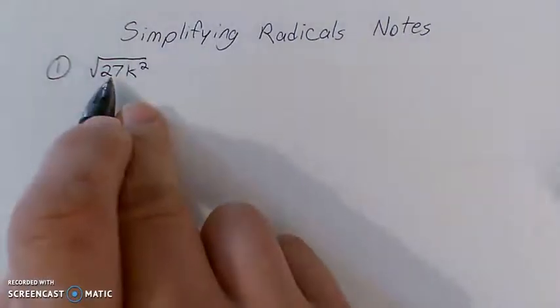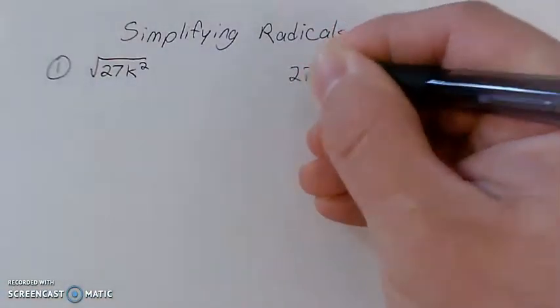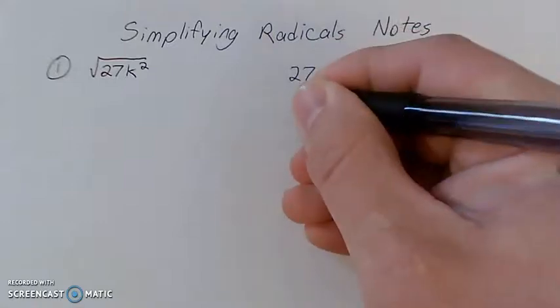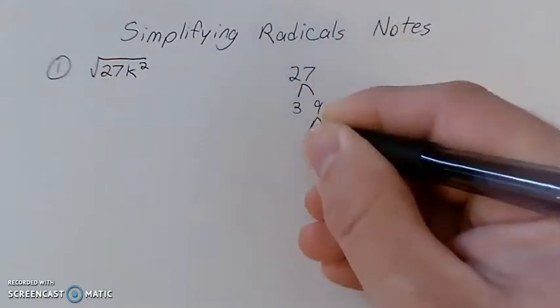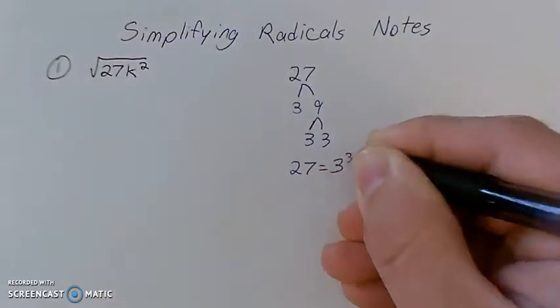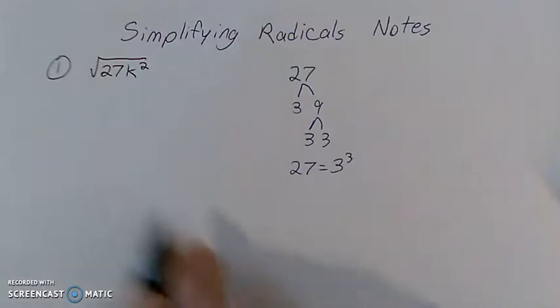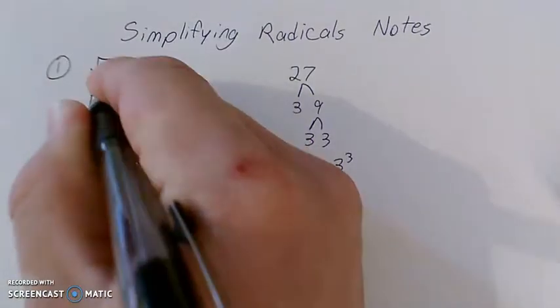First thing I like to do is take the coefficient of 27 and make a prime factor tree out of it. 27 would be rewritten as 3 times 9, and 9 is 3 times 3. So I know 27 can be rewritten as 3 to the third power because there were 3 3's multiplying each other to get 27.